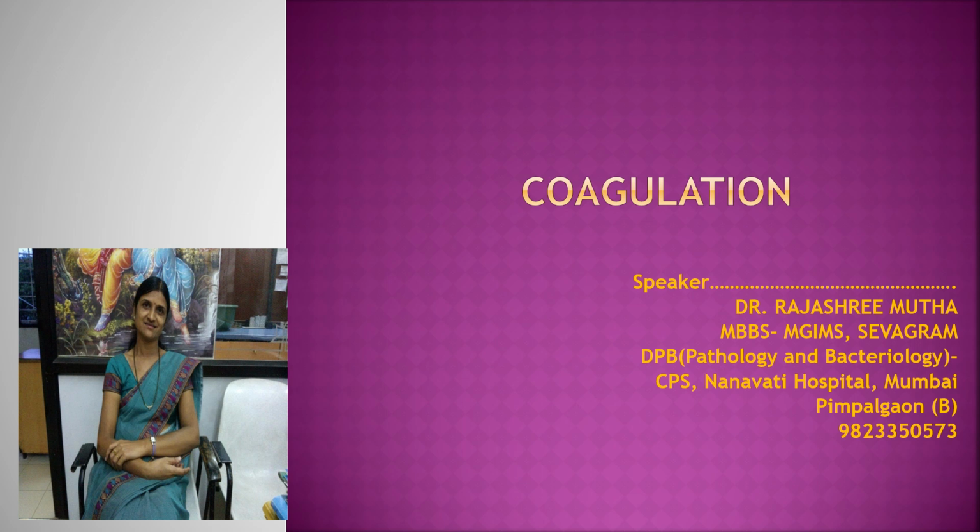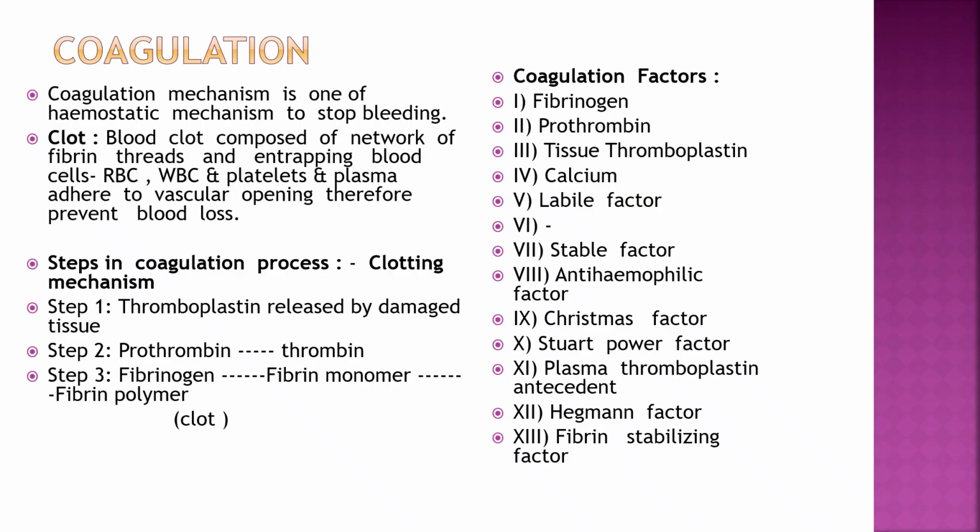Hello students, let's study about coagulation. So coagulation is a mechanism of the hemostatic mechanism, that is to stop the bleeding. Hem means blood and static means to stop. So the clot, which is composed of a network of fibrin threads and cells like RBC, WBC and platelets and plasma, adheres to the vascular opening. Therefore it adheres to the opening and then it prevents blood loss.